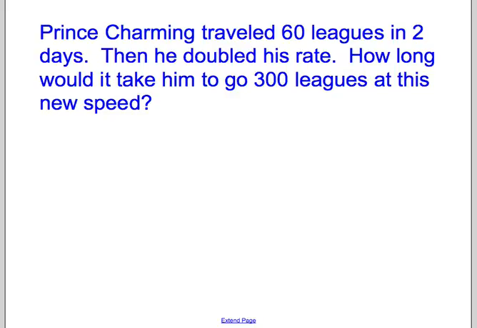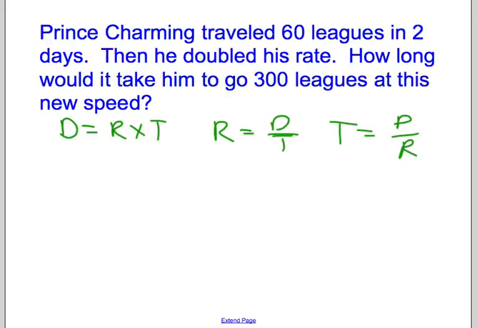We also talked that we can find distance by rate times time. Rate is distance over time, and time is distance over rate, correct? So we can use that type of information to help us out as well. So we know Prince Charming traveled 60 leagues in 2 days and he doubled his rate. Well, we need to find the rate originally by taking 60 over 2, and that rate would be 30 leagues per day. Okay, just dividing 60 by 2.